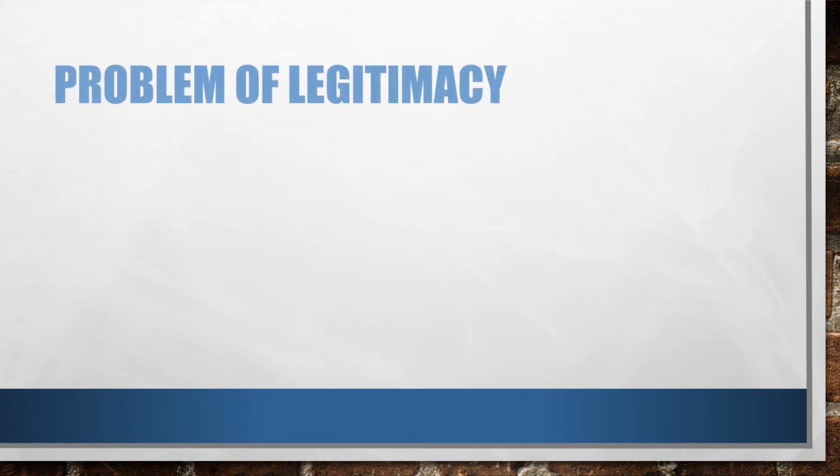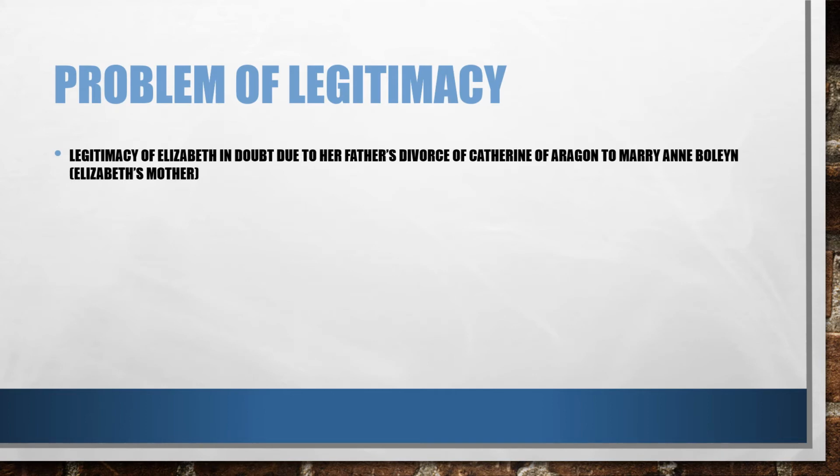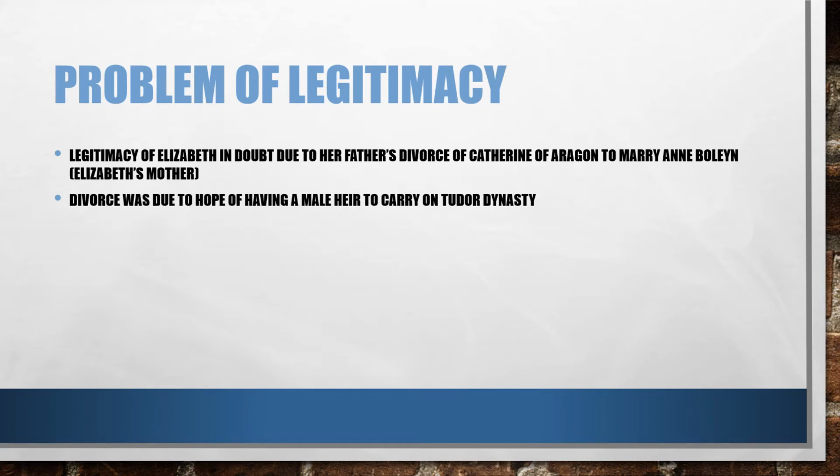So one of the problems with Elizabeth when she came onto the throne was her legitimacy. It was obviously in doubt. It was in doubt because of her father's divorce of Catherine of Aragon in 1533 in order to marry Anne Boleyn, who was Elizabeth's mother. The divorce was due to the hope of having a male heir to carry on the Tudor dynasty.